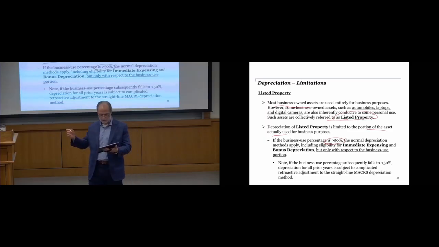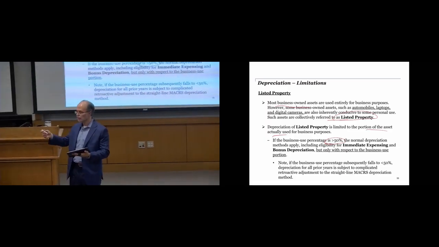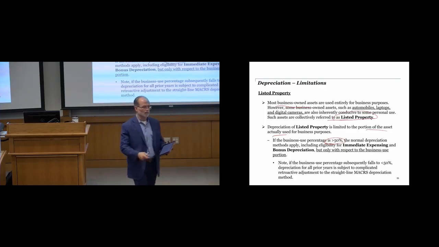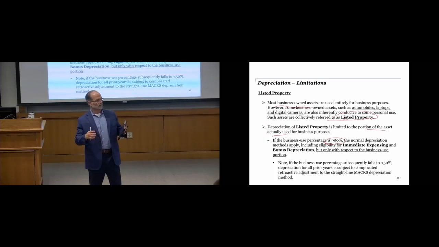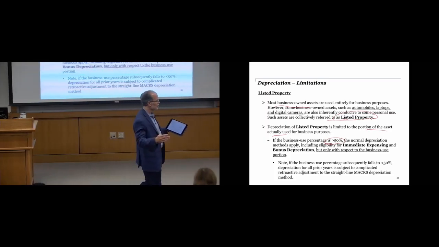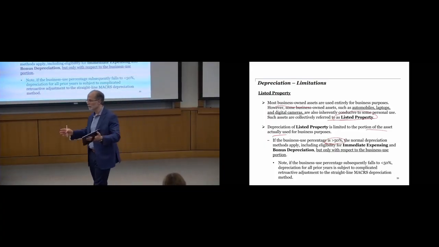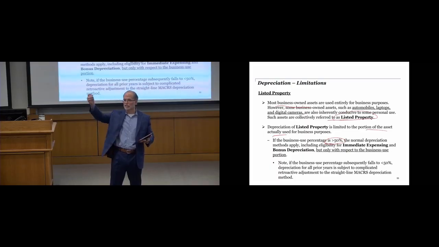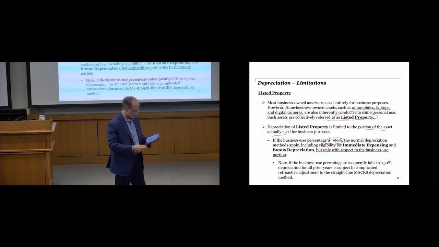mechanics. If the business use percentage subsequently falls below 50%, you don't want to be there because it's a mess. They actually make you go back and adjust and account for other depreciation deductions you took. This is where the tax code can run amok, where it's like, what are you doing? You're just chasing everything down a rabbit hole. It makes no sense to me. But there are rules, I just wanted you to know. If it was above 50% and during its use it falls below 50%, there's some retroactive stuff you've got to do.